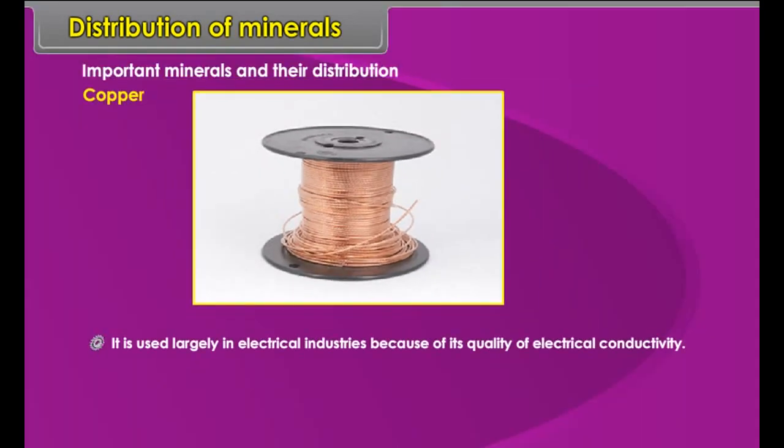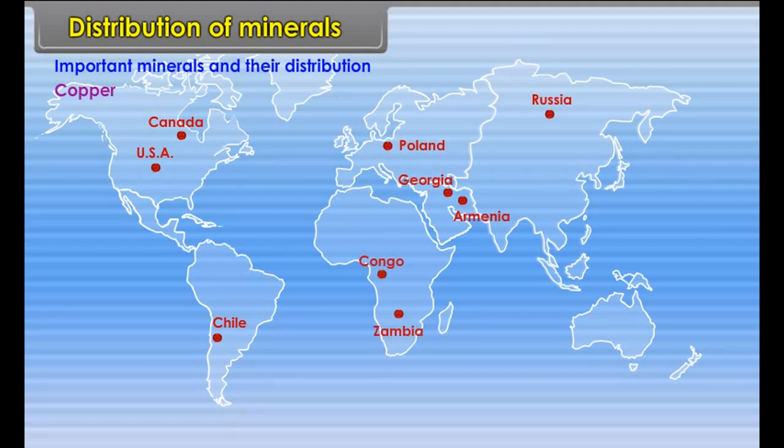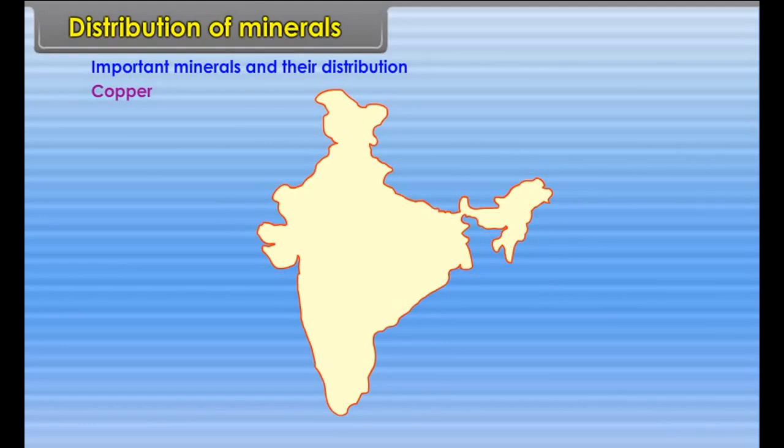Copper. It is used largely in electrical industries because of its quality of electrical conductivity. Location, world: Chile, USA, Canada, Poland, Russia, Georgia, Armenia, Congo, and Zambia. In India: Jharkhand and Rajasthan.